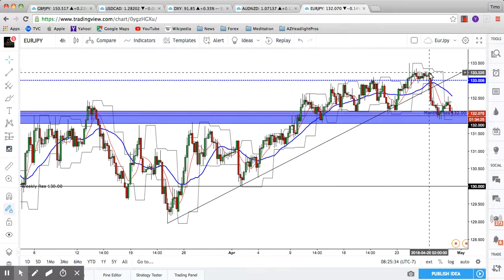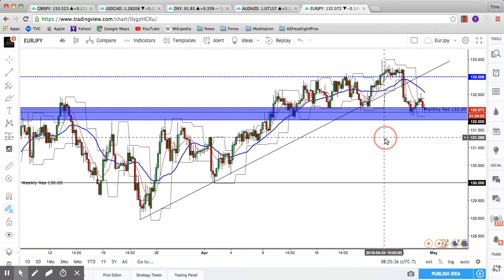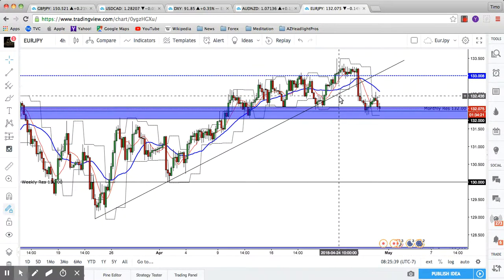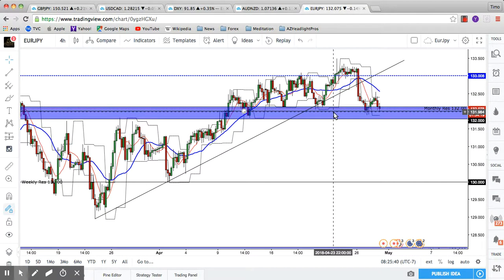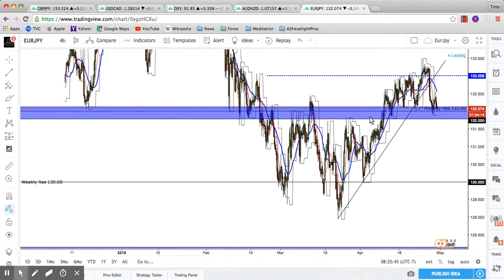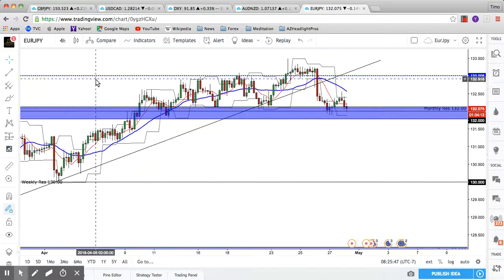As you see, a nice bearish Marubozu, 133 holding as resistance, 132 as support. So we're in a 100 pip range right now. This is an either-or trade once again, guys. We have to see how price plays out.